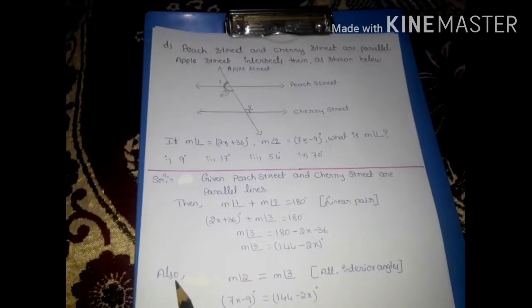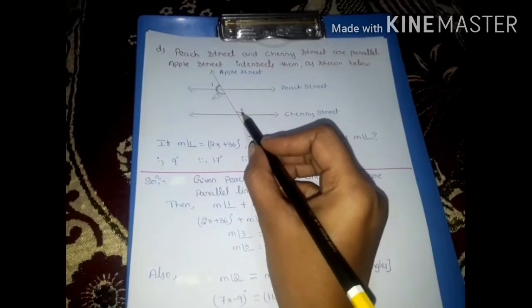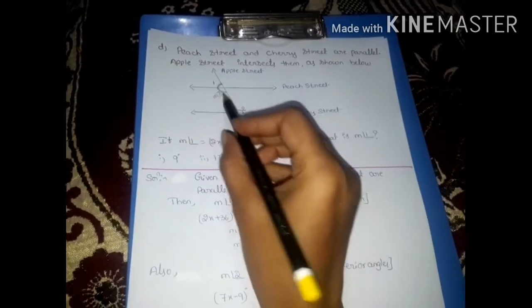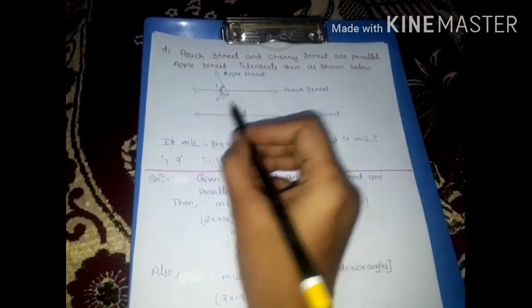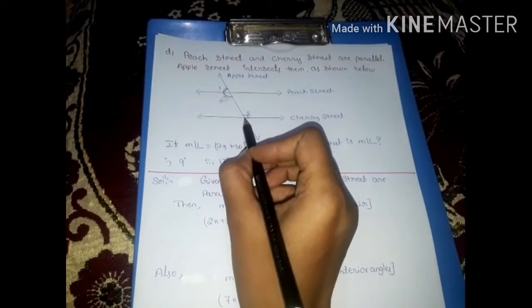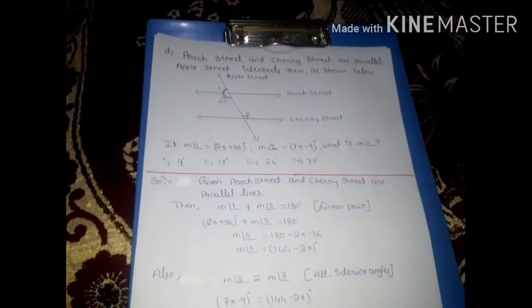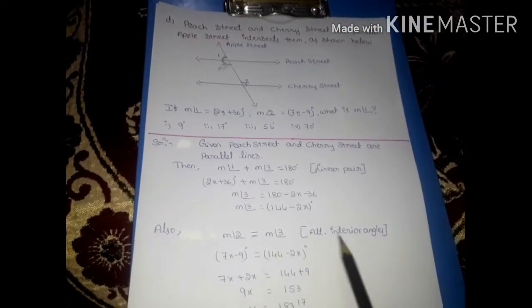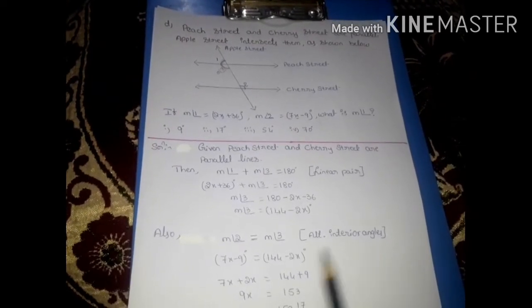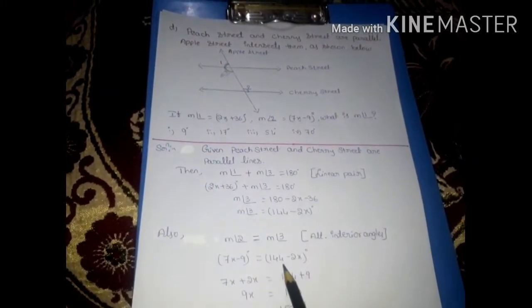Again, angle 3, nothing but m angle 3 and m angle 2. These two are alternate interior angles. When these two lines are parallel, these two angles act as alternate interior angles. Always, alternate interior angles are equal. So you can write here m angle 2 and m angle 3 are equal because these are alternate interior angles. So write down m angle 2, given already, equals m angle 3.